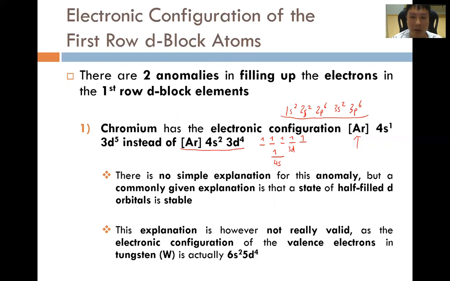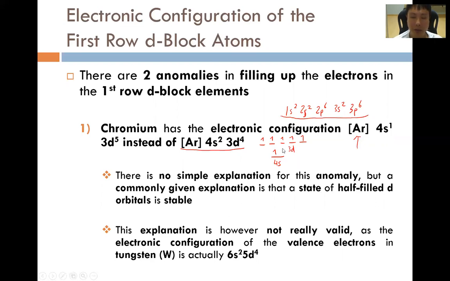If they were to ask you for reasoning, I guess this would be the reasoning that you would give at the A-level standard. However, this is not a really true explanation, because if you were to go to the next period, which is tungsten, the electronic configuration of tungsten is actually 6s2, 5d4. And if this explanation was really true, then we would want to promote an electron from the 6s orbital into the 5d orbital to give a half-filled set of 5d orbitals. But since that is not true for tungsten, there is no really simple explanation for this, except to just remember that the electronic configuration for chromium is 4s1, 3d5 instead.